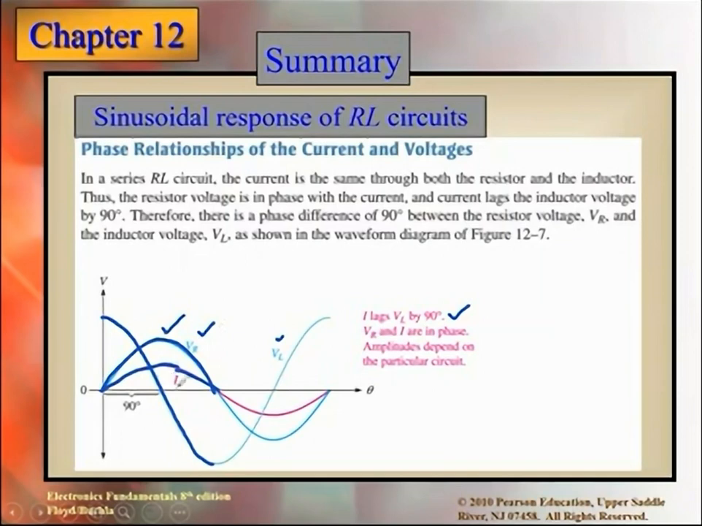The amplitude will vary definitely, because VR is the multiplication of current and resistance, so its amplitude is high. And VL will be calculated as I into XL, so their amplitudes will change according to the values. All right, guys, is this diagram clear to all of you? Yes, clear. Okay, leading and lagging.